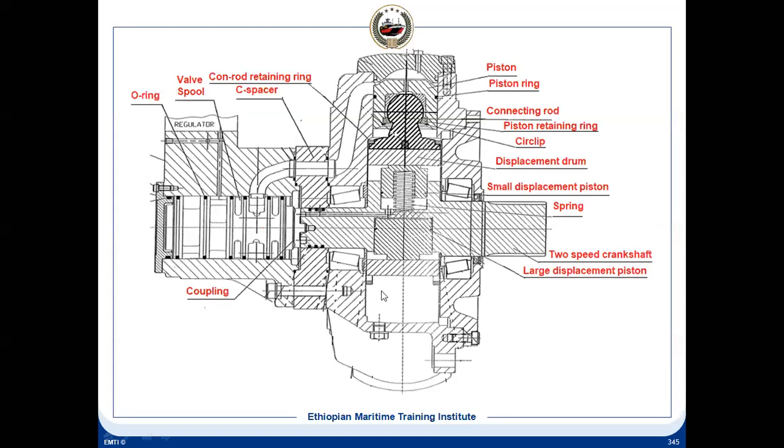So this is the motor, and this is the valve, and these are the components. What you see is the displacement drum, which can move radially to change the displacement of our piston, because our piston is sliding onto the drum.